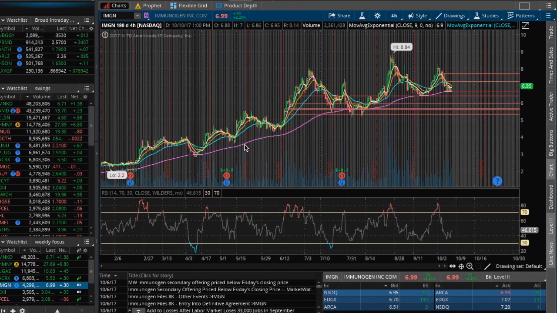So now I'm going to show you guys some examples of some of these patterns, in some common stocks, and some real-life examples of things I've traded or seen. The first one is one of my swings for this week, IMGN.